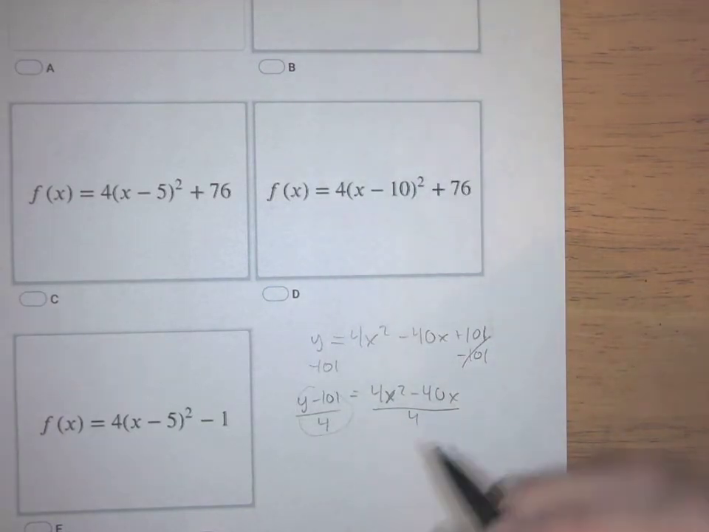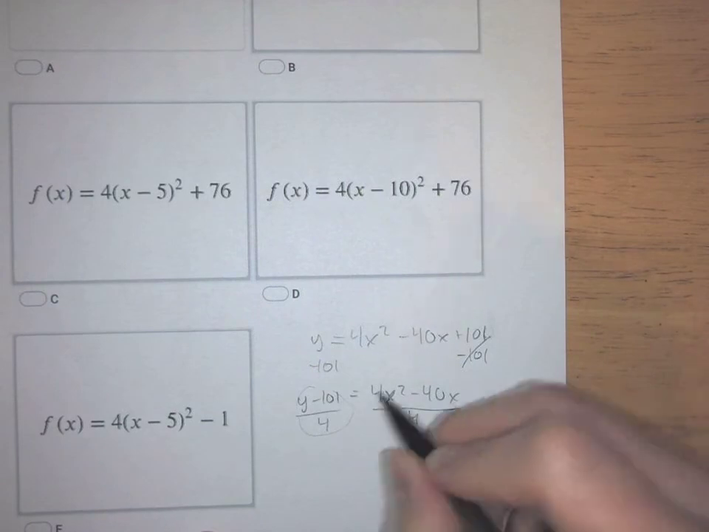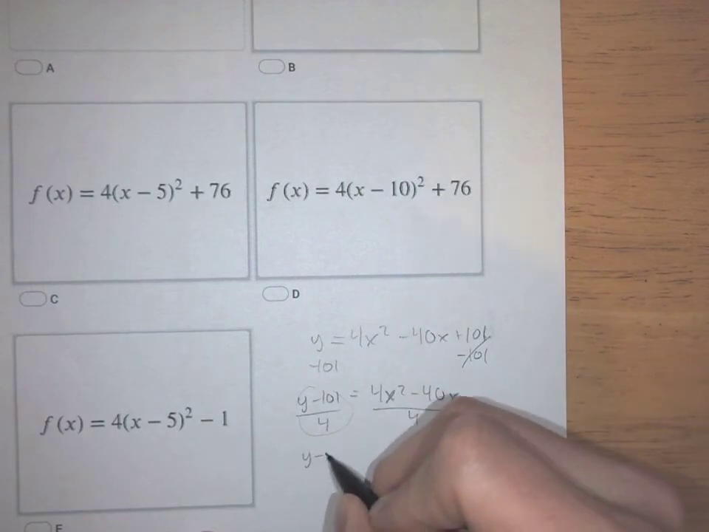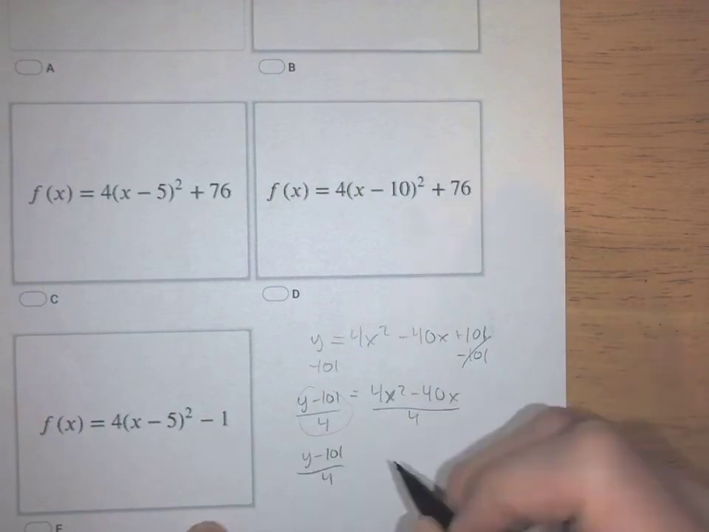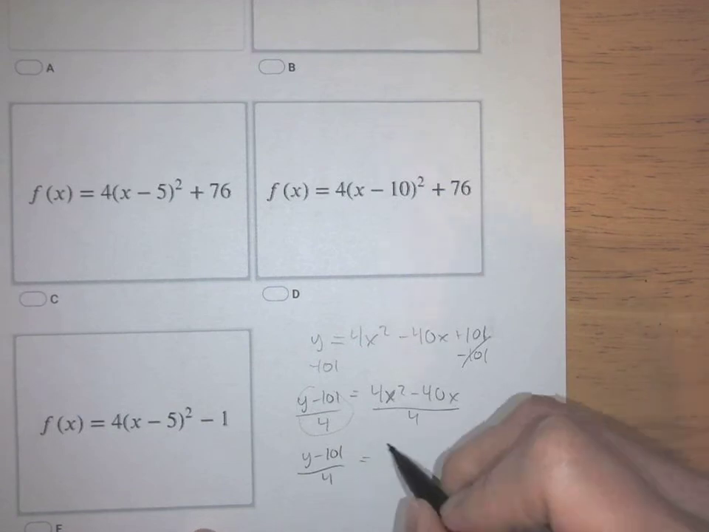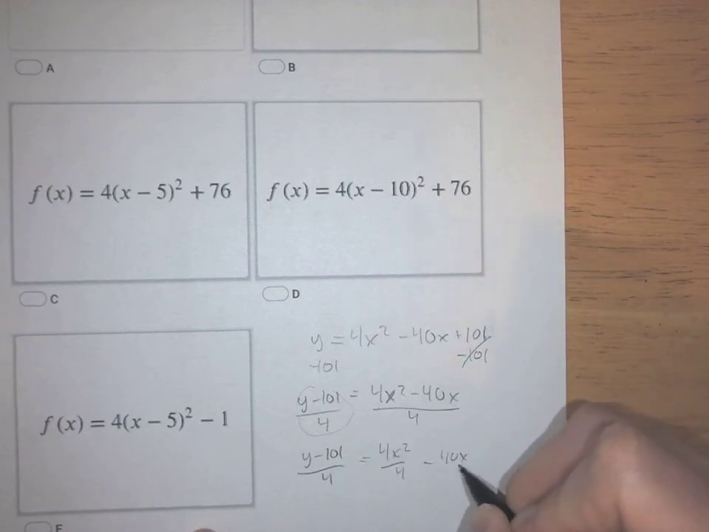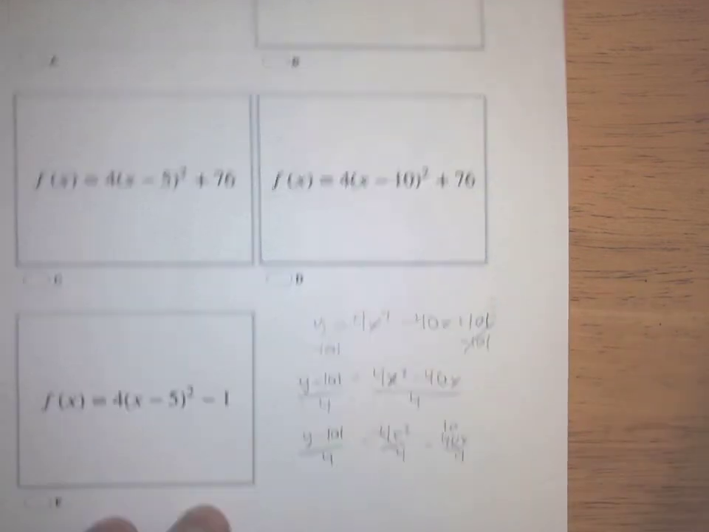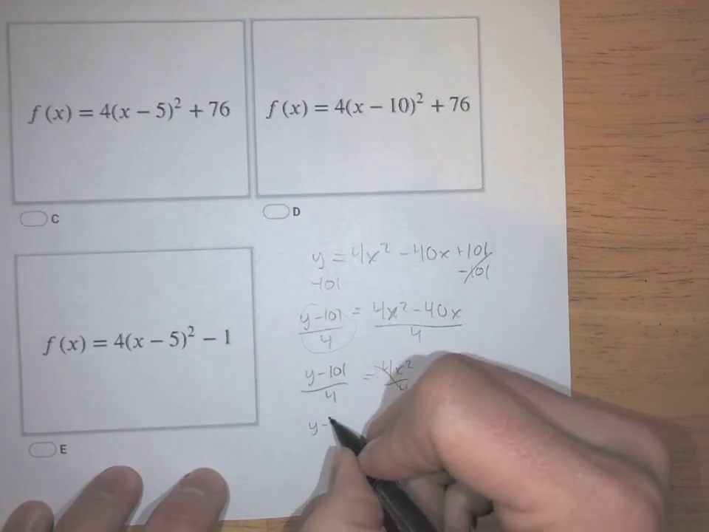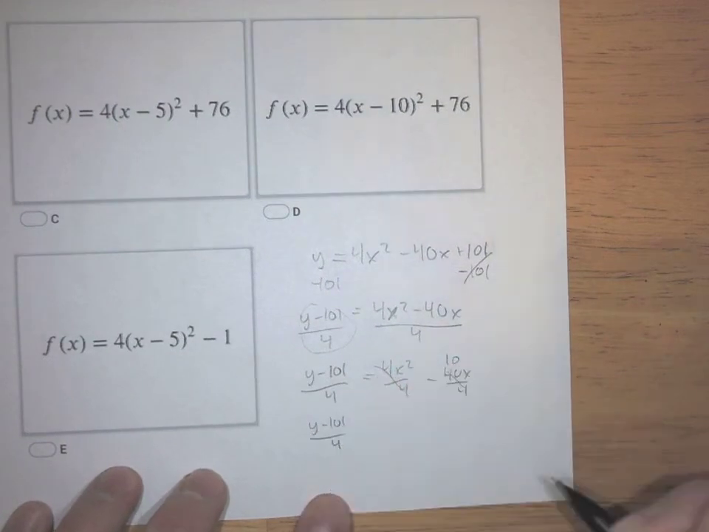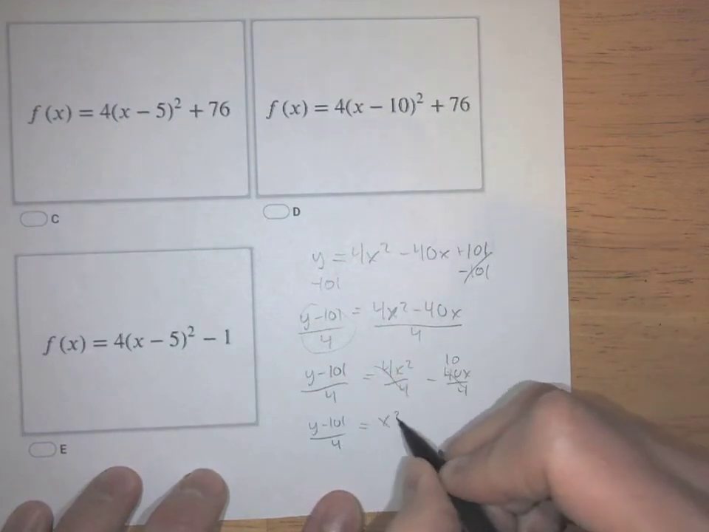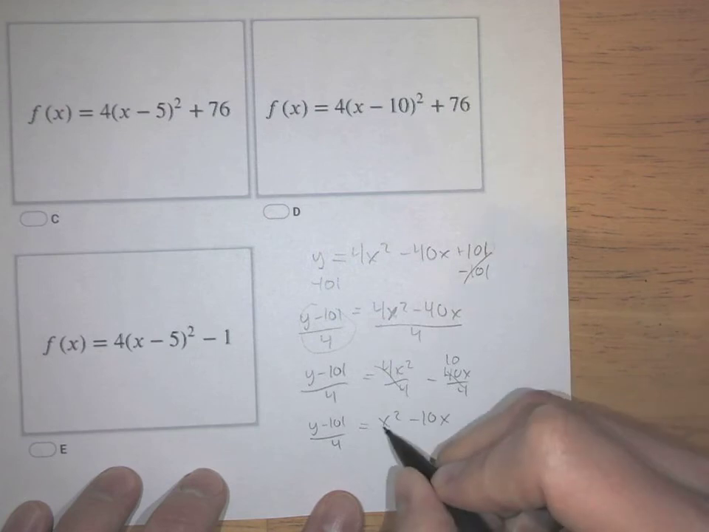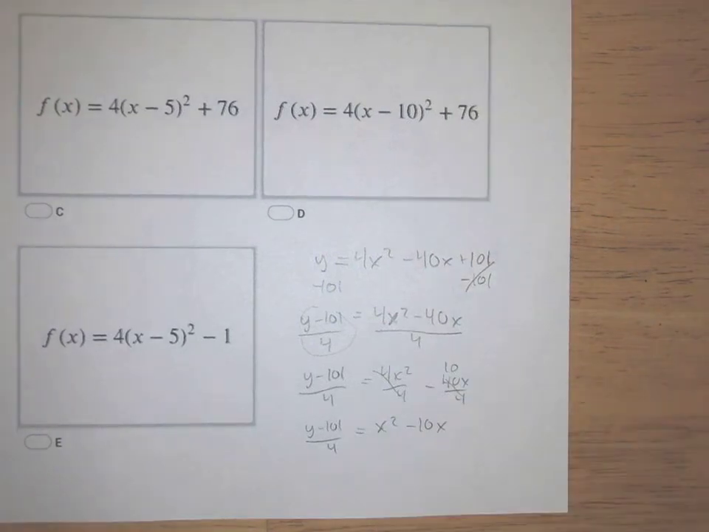On this side, though, I need to make sure that each piece is divided by 4. So on the left, we have y minus 101 over 4. On the right-hand side, we're going to have 4x squared over 4 minus 40x over 4. So this is going to cancel, and this is going to give us a 10x. So y minus 101 over 4 equals x squared minus 10x. Now we're ready to complete the square.